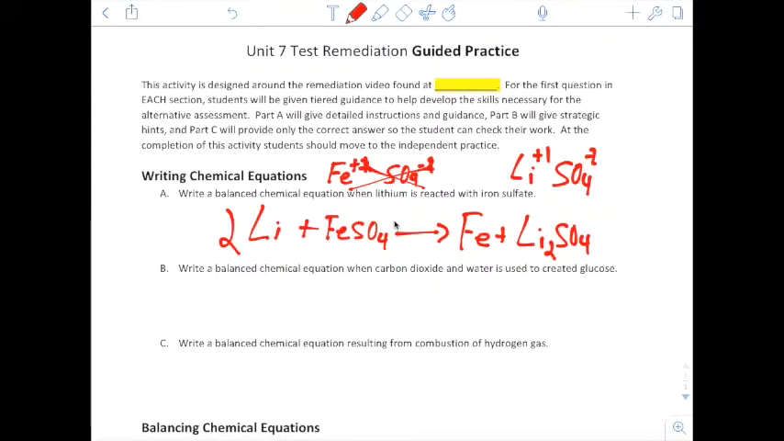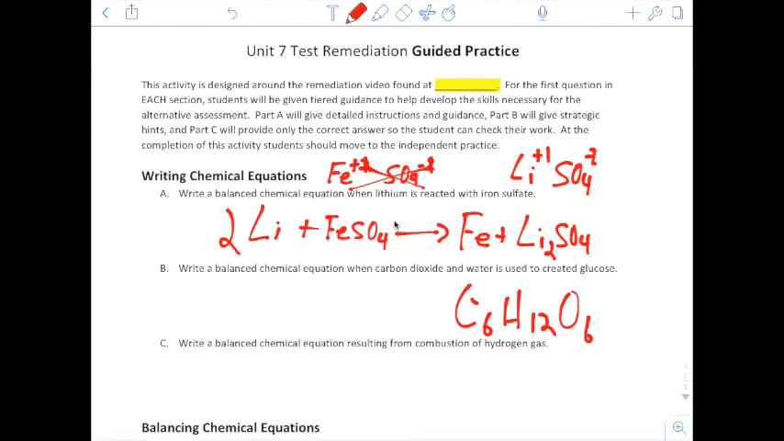B, it says write a balanced chemical equation when carbon dioxide and water is used to create glucose. Glucose we might not remember, but glucose is C6H12O6. That's glucose. So you use that. Make sure you set it up where carbon dioxide, it's a non-metal bond, so it's covalent, so you don't need to crisscross. Water is just good old H2O, and it's combusting to create glucose.